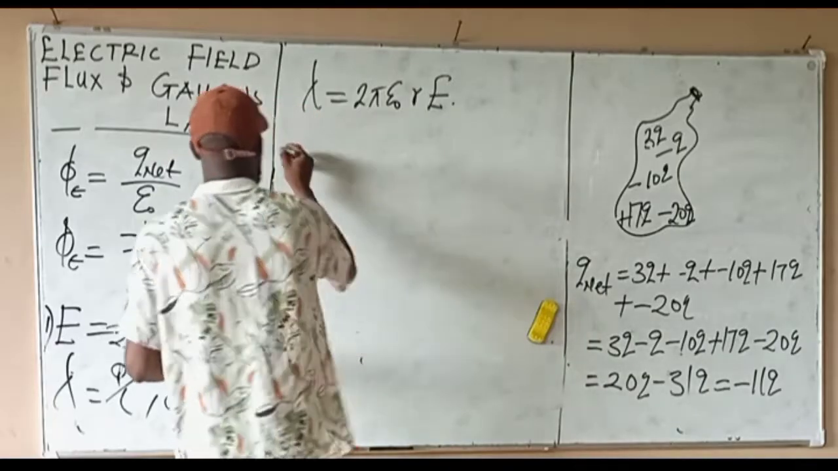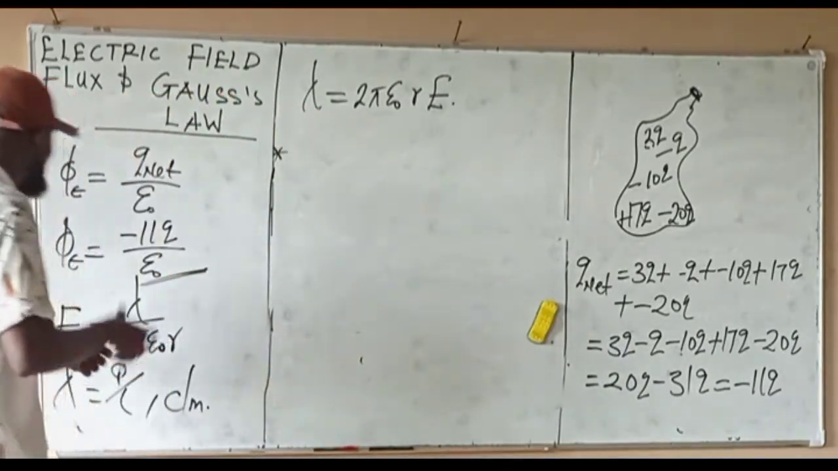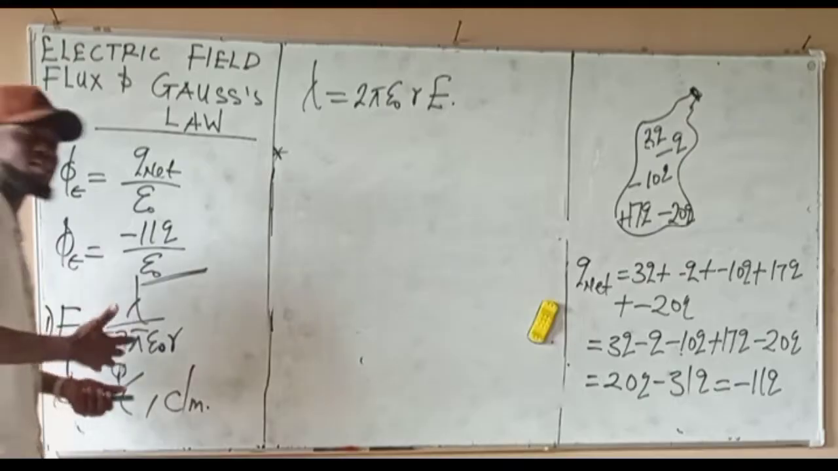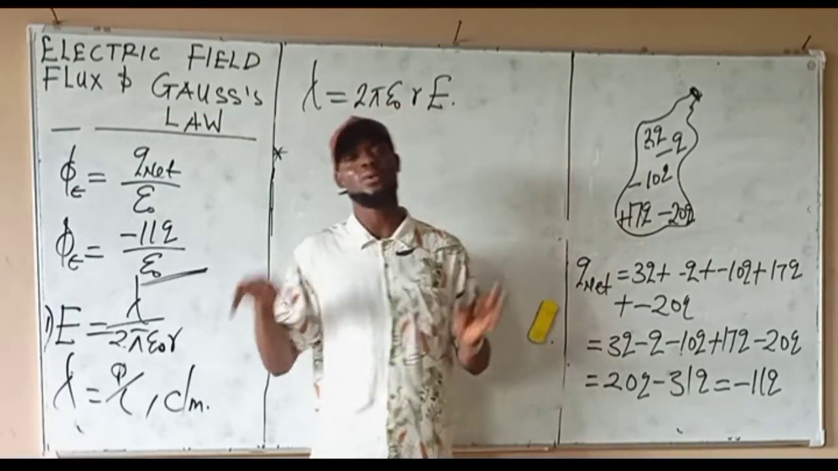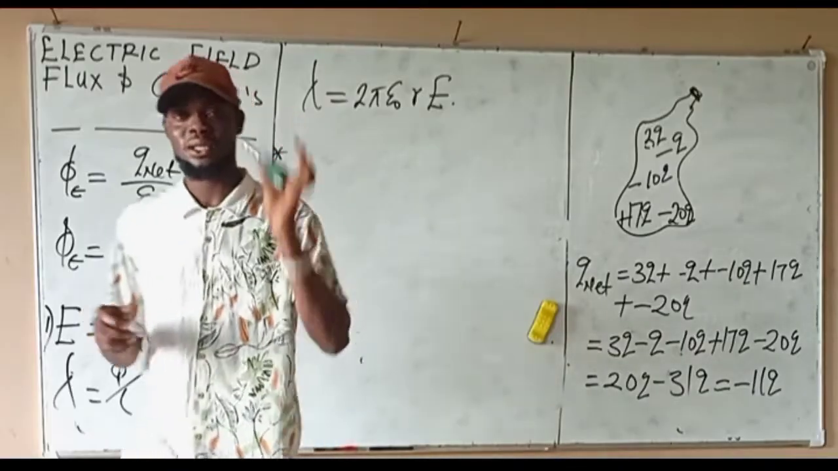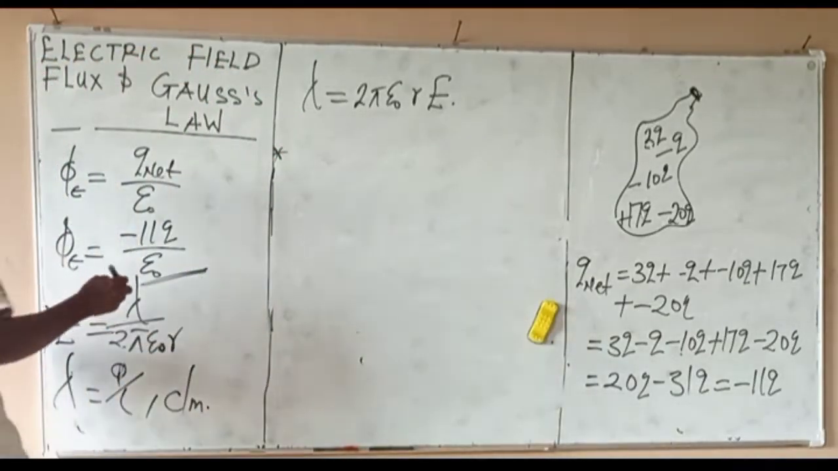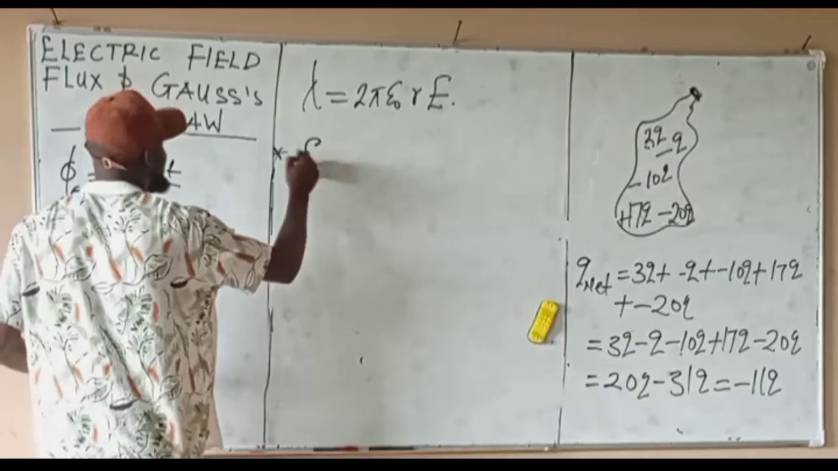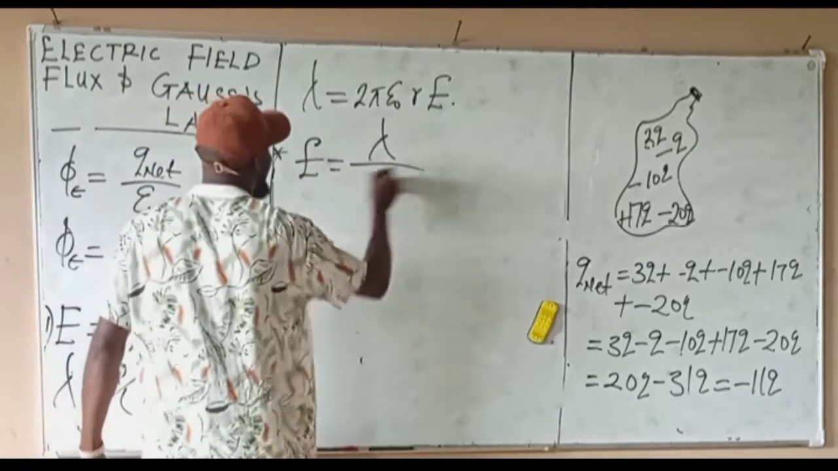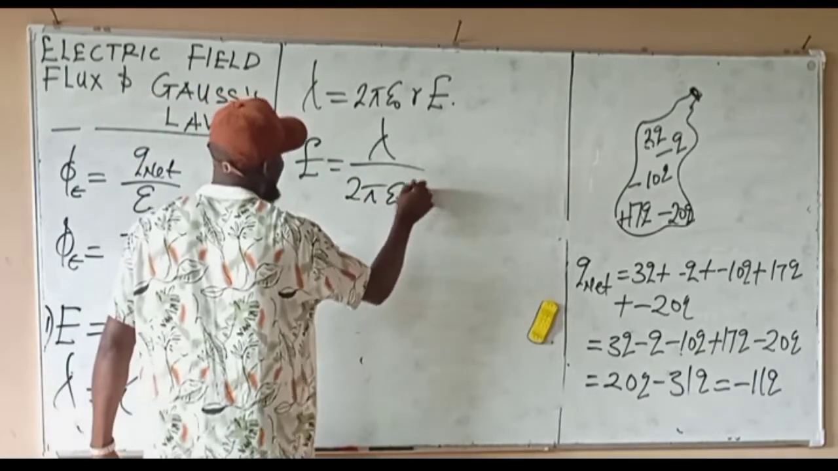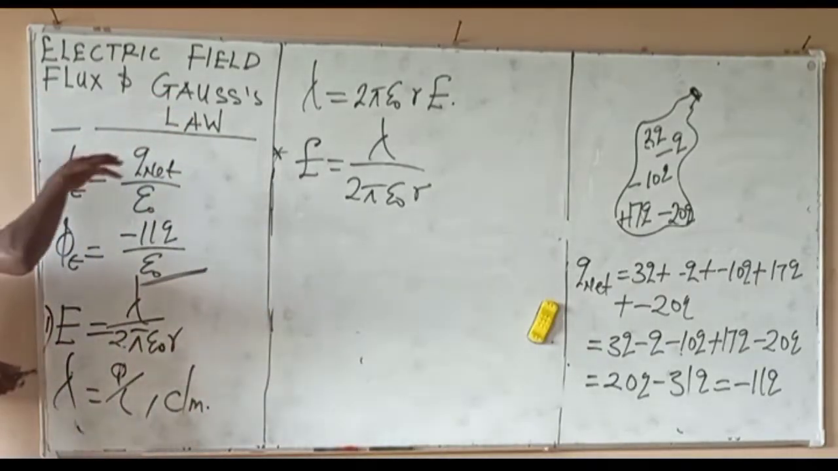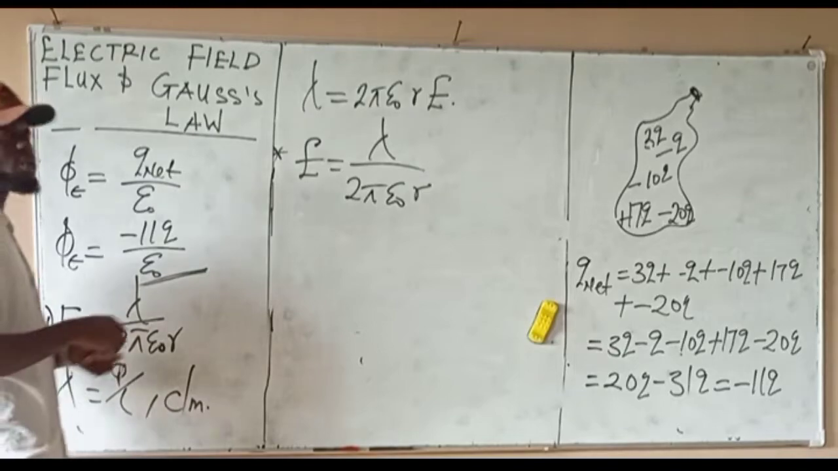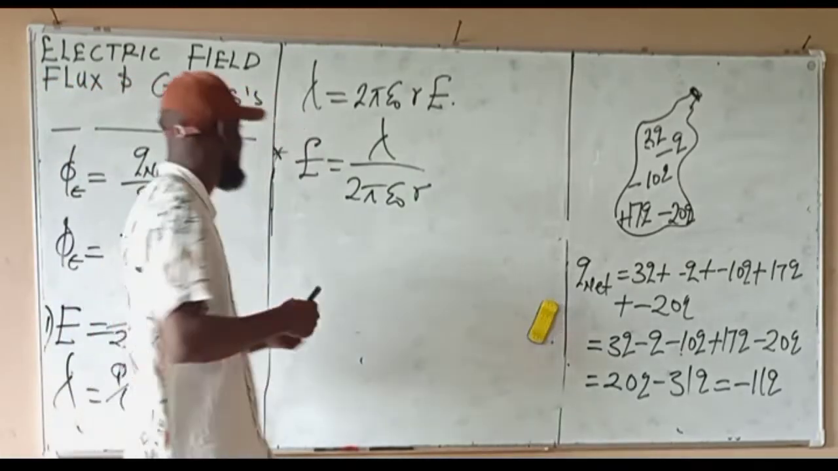Number 2. Secondly, we can also look at the electric field due to a charged cylinder. How do we calculate it? The electric field due to a charged cylinder is given by E equals lambda over 2 pi epsilon naught r. It is the same as the electric field due to a charged wire, since both are equal.